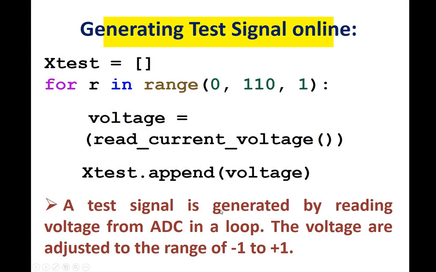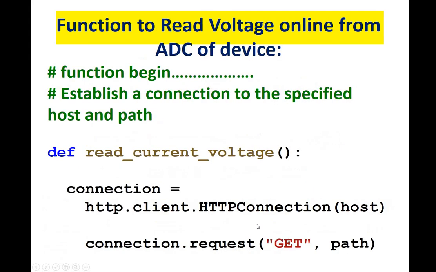So now what you are doing is you are reading the voltage from an ADC, and the function which I said, read current voltage, is nothing but it takes in the voltage and converts it into an equivalent voltage and throws it into the net to be read by a PC. So the function looks like that.